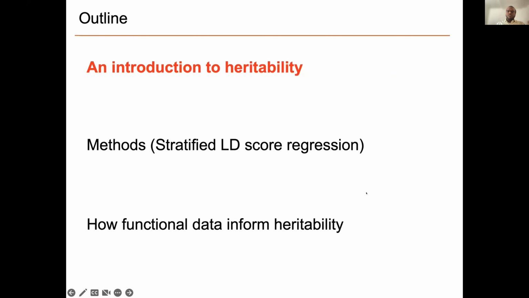So first, I will start with an introduction to heritability. Then I will talk about some of the methods that can be employed in estimating heritability, especially in cases where we have GWAS summary statistics. And then we will talk about how functional data can be integrated to inform about heritability and what have been the past research works in this particular domain.